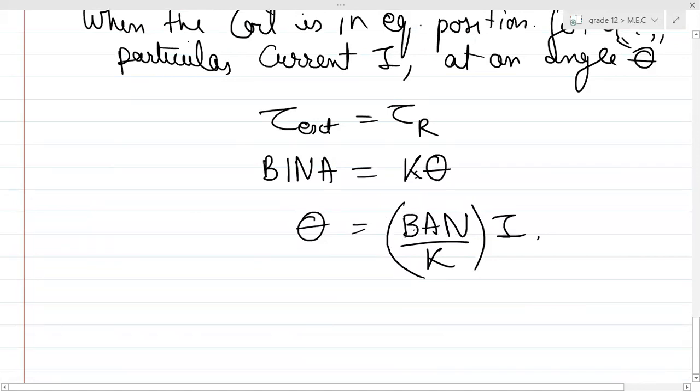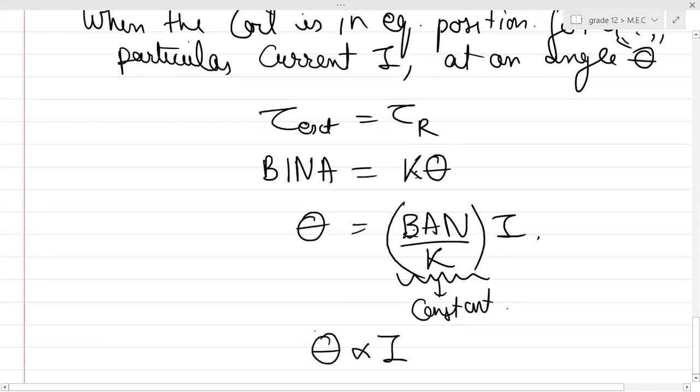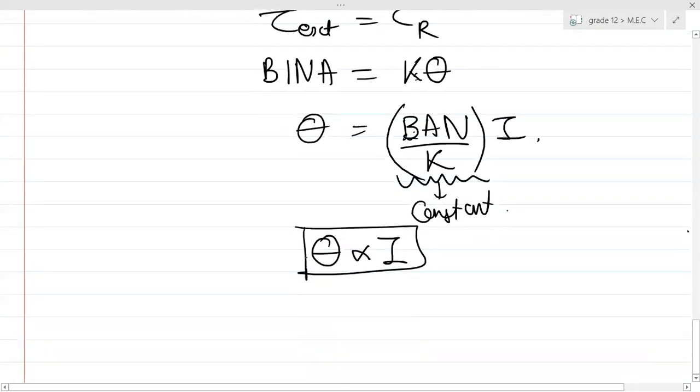Yes, sir. Now tell me, the magnetic field is because of the magnets which are enclosed inside, right? Will it be changing? Will it be constant or will it be changing? It will be constant, right? Because we have strong magnets inside. Area of the loop we are not changing. Number of turns we are not changing. The constant k we are not changing. So this whole thing which is written in the bracket is basically a constant, and we can say that theta is directly proportional to I. More the angle of twist, more will be the current. So can you see the direct proportion relationship?